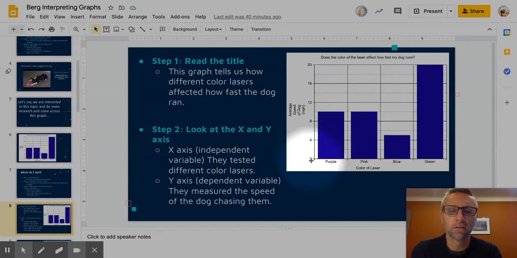And it looks like, obviously, the smallest amount would be 0 miles per hour. The dog could just not move. And the fastest data point appears to be 20 miles per hour. That's really fast. All right.